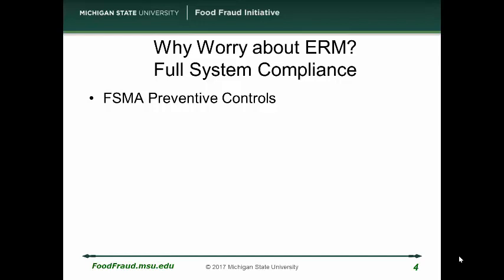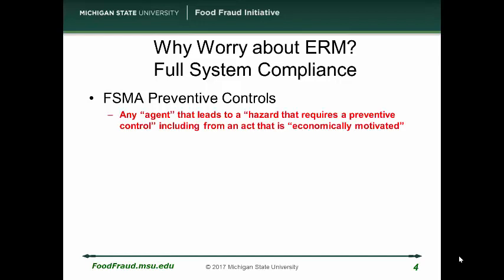Some groups are focused on FSMA, the Food Safety Modernization Act, or the Preventive Controls Rule, and we look closely at what is required and what's not required. The key is overall FSMA and U.S. food laws, including the Food, Drug, and Cosmetic Act, require you to look at all hazards. So really the summary is that any agent, anything, stolen goods, counterfeits, adulterant substances, theft, tampering, any agent that leads to a hazard that requires a preventive control, including from an act that is economically motivated. This is the scope of FSMA. What we say is that FSMA doesn't require you to do anything, but it holds you accountable for everything.